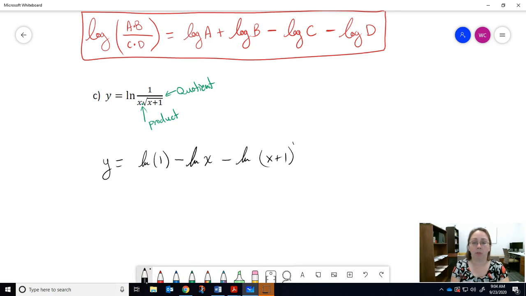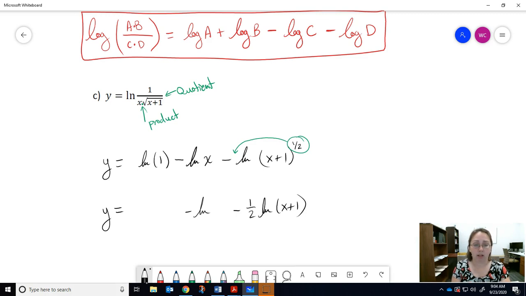Well, the easiest way to do that is to write it as a power. Remember, square root is the power of 1/2. So this 1/2 power can come down and go in front of the ln. So y equals, let's do that term, negative, the 1/2 comes down, ln of x plus 1. So that term is fully expanded as far as the log rules are concerned.